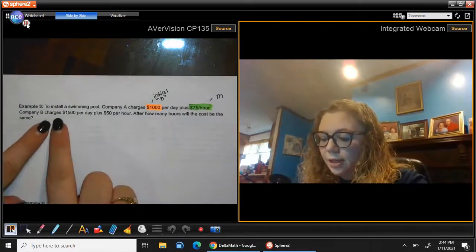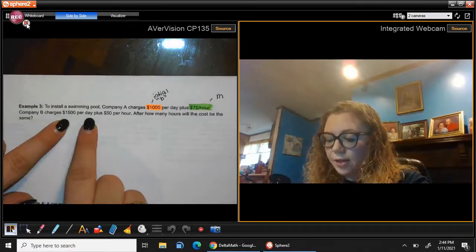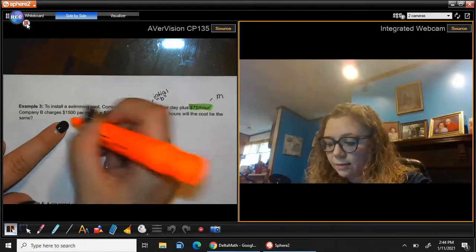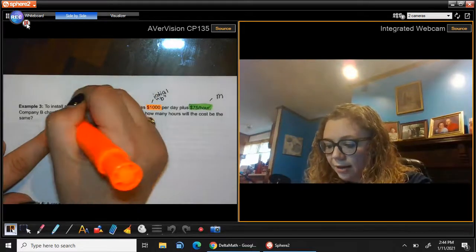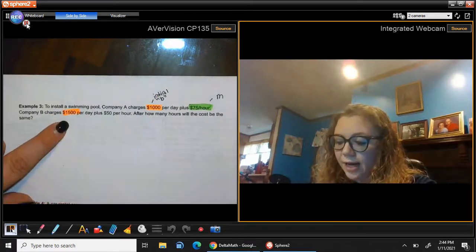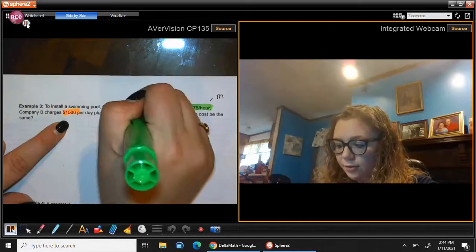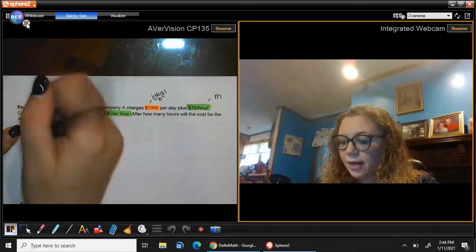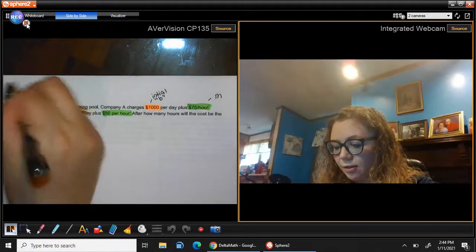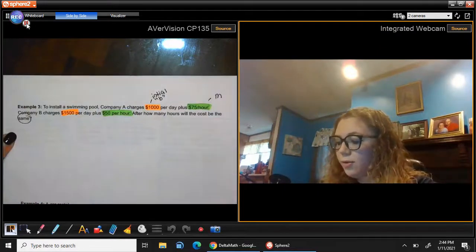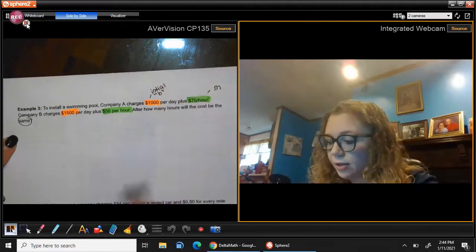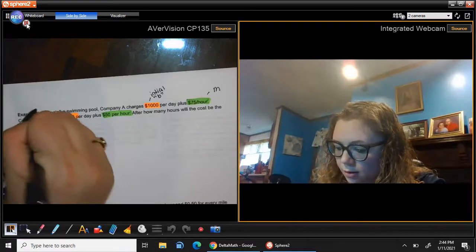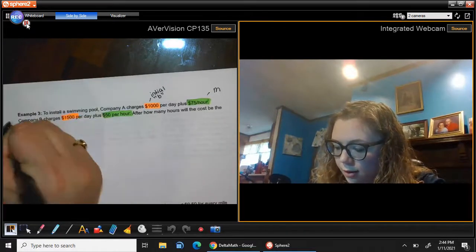Company B charges $15,000 per day plus $50 an hour. Same situation: you have to start off paying this much money, and then your rate is going to be $50 an hour. After how many hours will the cost be the same? We're talking about two different things, so we know we're going to be dealing with systems of equations. So I'm going to have company A, company B.